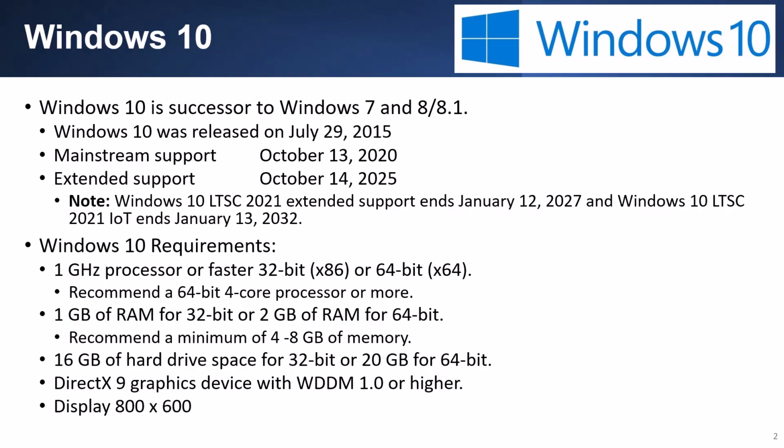Windows 10 requirements include the following: a 1 GHz processor or faster, 32-bit x86 or 64-bit, although it is recommended to have a 64-bit 4-core processor or more. 1 GB of RAM for 32-bit, or 2 GB of RAM for 64-bit, with a recommended minimum of 4 to 8 GB of memory. 16 GB of hard drive space for 32-bit, or 20 GB for 64-bit. A DirectX 9 graphics device with WDM 1.0 or higher, and a display of 800 by 600 or more.